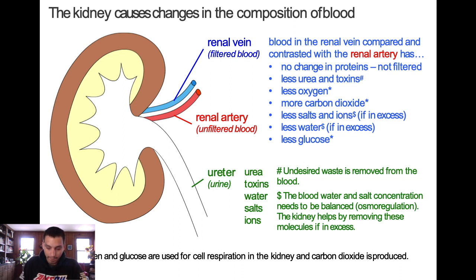And then I'm going to have my toxins, which are my undesired wastes that are removed from the blood. And I'm going to have a change in salt and water concentrations because we are osmoregulators. So the kidney is going to balance these. The degree to which the difference in salt and water between renal vein and artery exists is going to depend on how balanced the blood going in is. The more balanced it is going in, the more similar it'll be going out. And if it's really unbalanced going in, then you're going to need a lot of changes to take place. So those are the changes that you can expect to see between the renal vein and the renal artery.